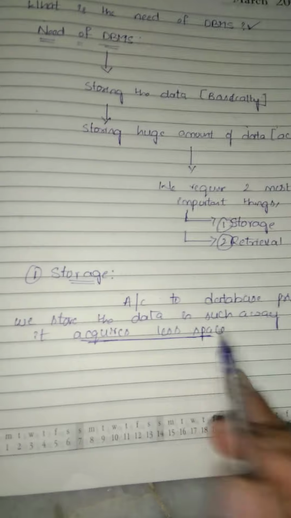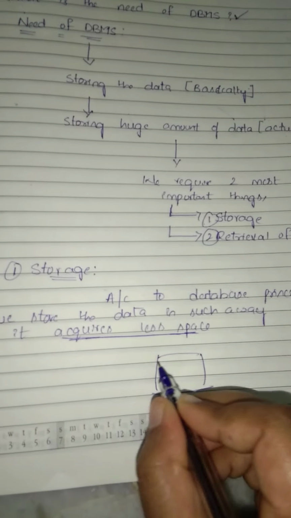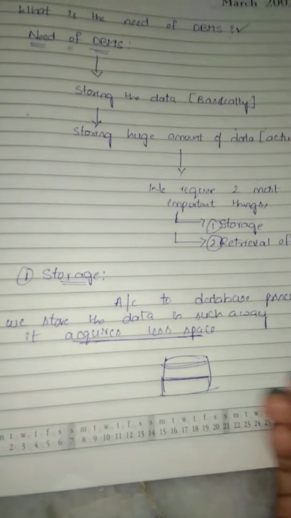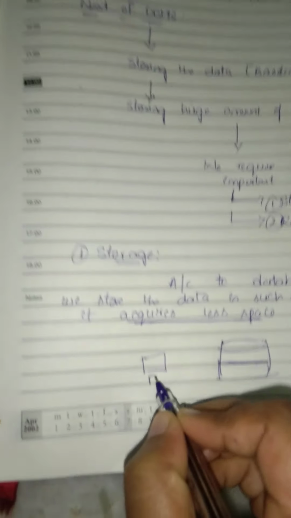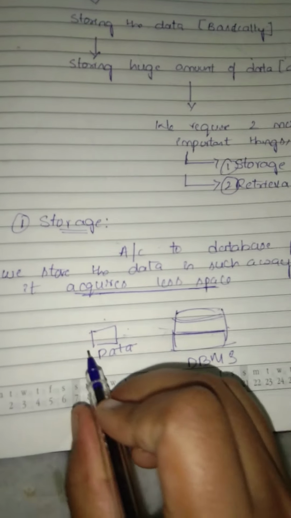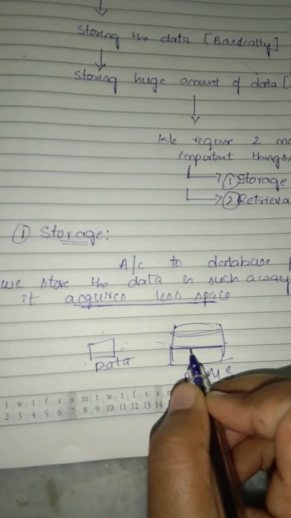It acquires less space in the sense, for example, take any database. Assume this is a database. For example, let's take this is the data, a fresh data. We just need to store this data into this DBMS. This is DBMS, this is data. We just wanted to store this data into the DBMS.